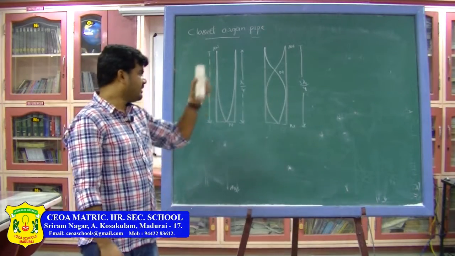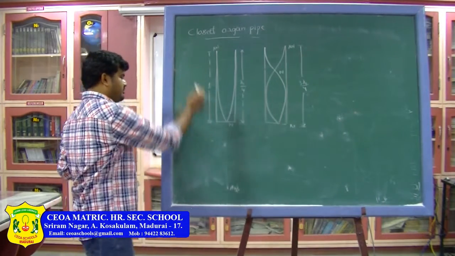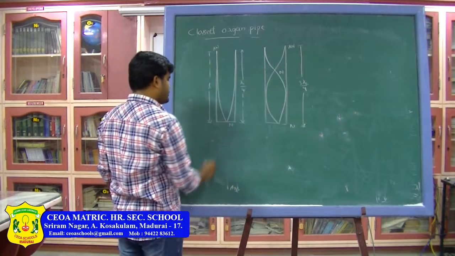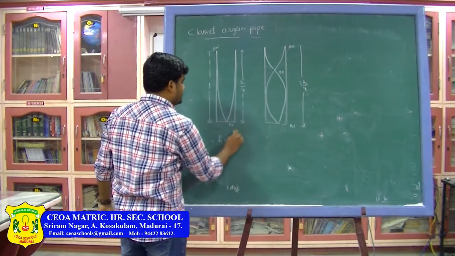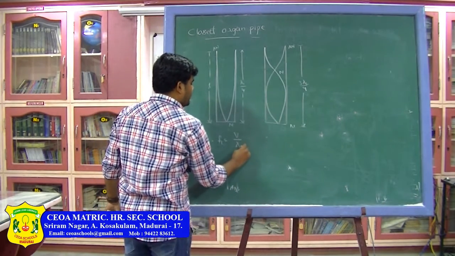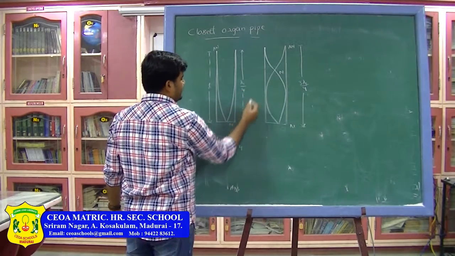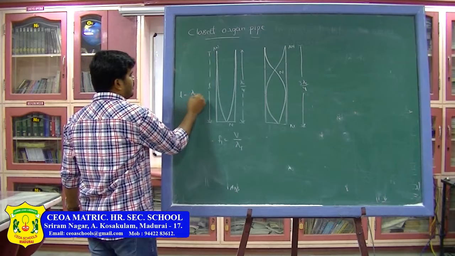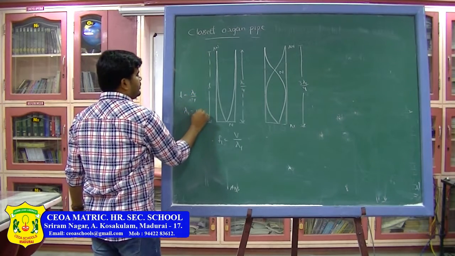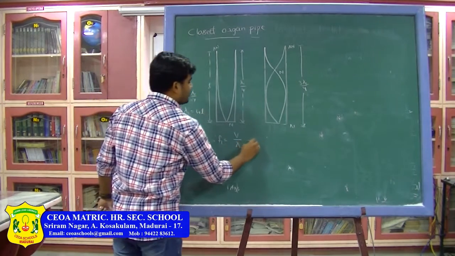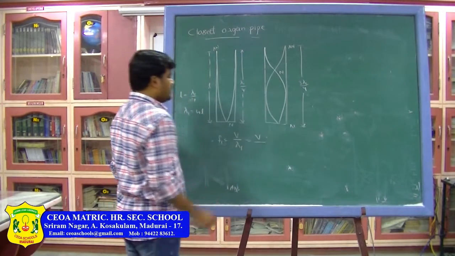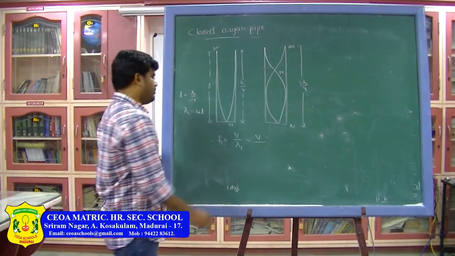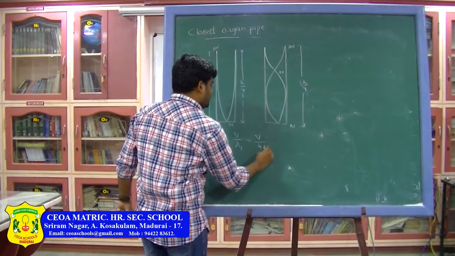Now, let us calculate the frequencies. If I take the first mode, that is the fundamental mode, frequency F1 is equal to V by lambda 1. From this I can get the lambda 1 value as 4L. If I write L is equal to lambda 1 by 4, lambda 1 is equal to 4L. So, the first mode of vibration vibrates with a frequency F1 equal to V by 4L.